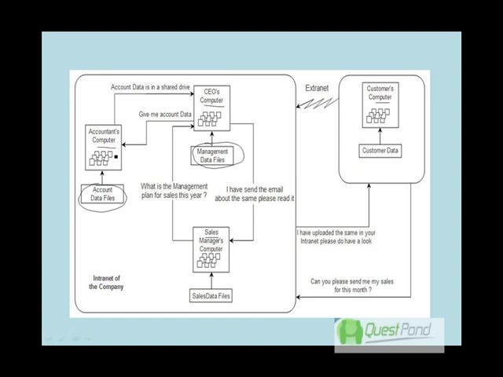Now, we have talked about people, and we have talked about data. Now let's look at how they actually exchange this data. Let's say the CEO says, okay, give me this year's trial balance or today's accounting transactions. The accountant says, okay, I have a shared drive. You can take the Excel sheet or whatever data file from the shared drive. Let's say the sales manager asks, what's the strategy for sales this year? And the CEO can send an email.